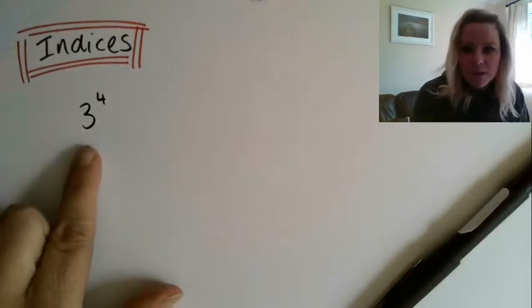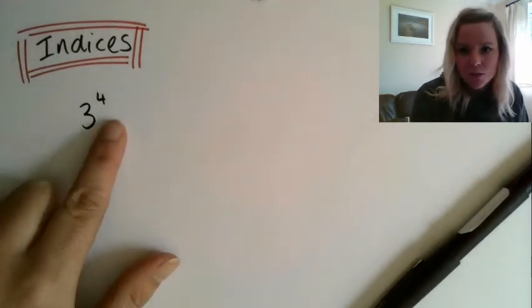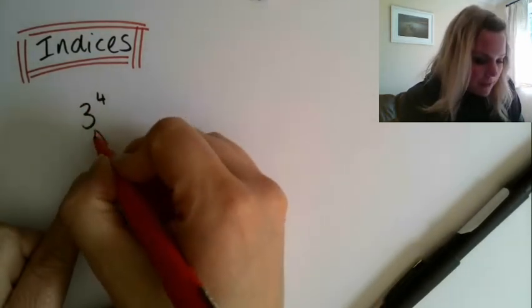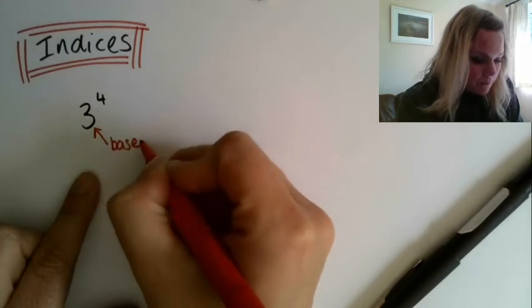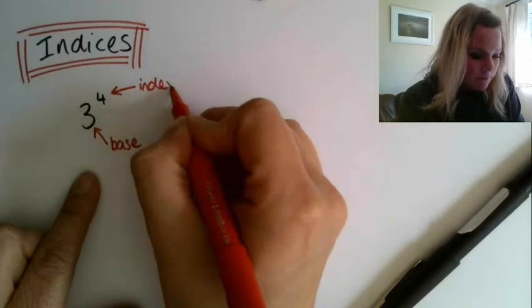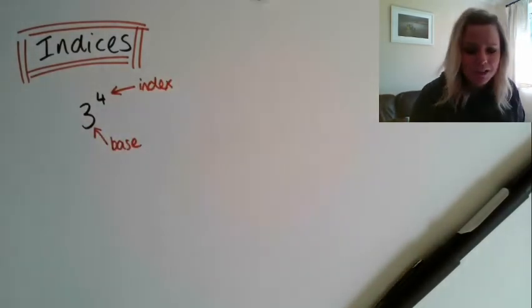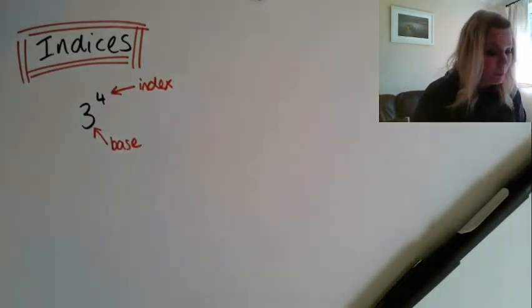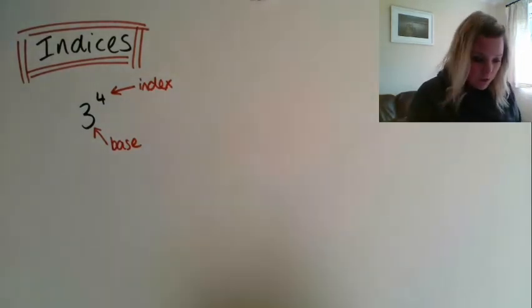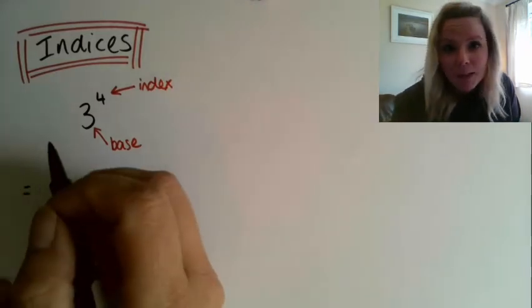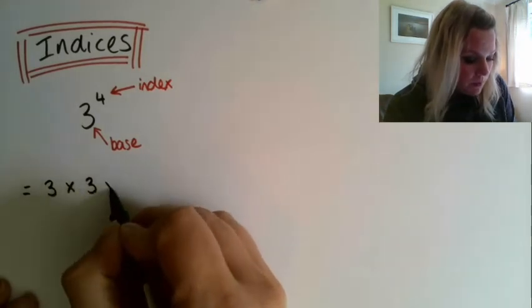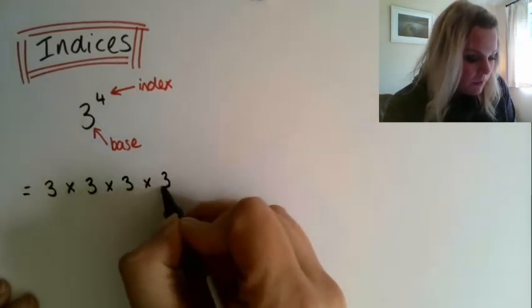So if we have something like this, we would read it as 3 to the power of 4. And this 3 here, we would refer to it as the base number. And the 4, it would be the index, or the power. I would more commonly use the word power, but index is the proper word for it. Now, 3 to the power of 4 just means 3 is multiplied by itself 4 times. So 3 multiplied by 3, multiplied by 3, multiplied by 3.